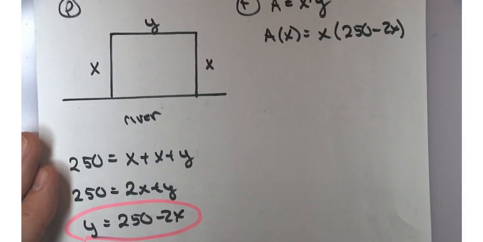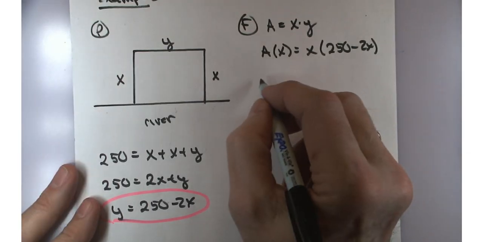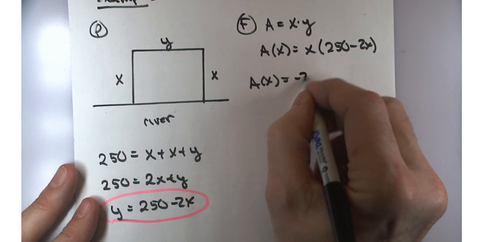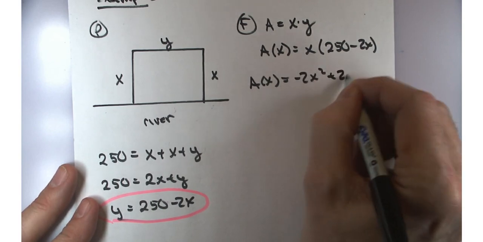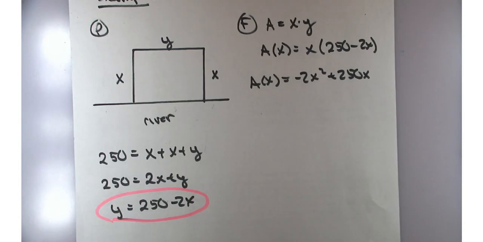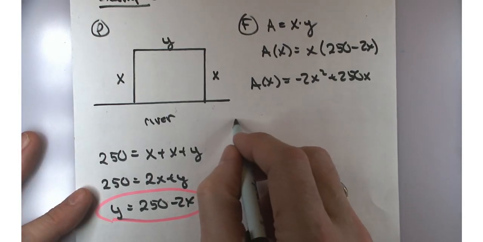Great. So spinning that around, that's going to be negative 2x squared plus 250x. Wonderful. Laura, what now? We define the interval. Yeah, interval.